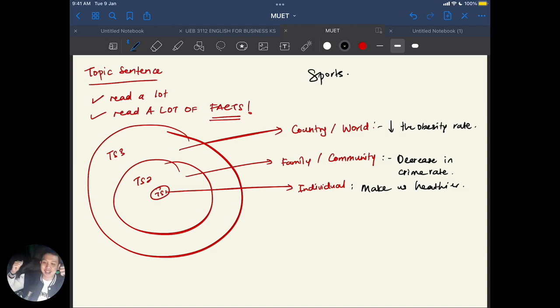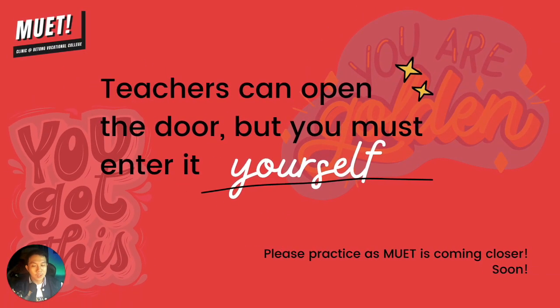Let's enter back our slide. So ladies and gentlemen, coming back to this, I know MUET is coming very very soon. I know that because you're watching my video. Remember, ladies and gentlemen, the effort all comes back to you. Teachers can open the door, but you must enter it yourself, because it's your journey. We can only help you this much, but as you enter the exam hall, it's all up to you. Please practice as MUET is coming closer very very soon.